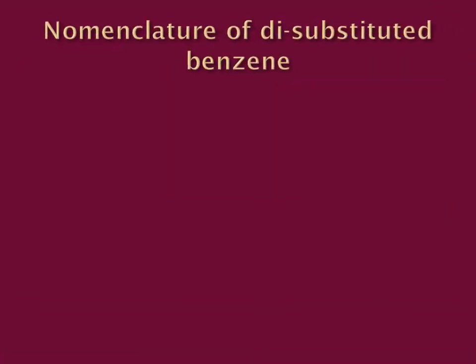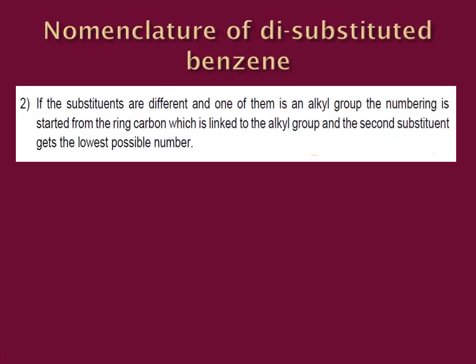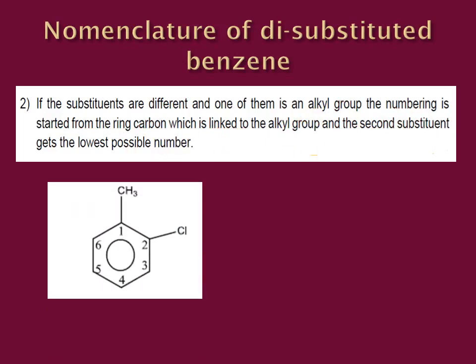Students, another rule is, if the substituents are different and one of them is an alkyl group, the numbering is started from the ring carbon which is linked to that alkyl group, and the second substituent gets the lowest possible number. Now students, look at this compound. You can see that one of the substituents is an alkyl group, a methyl group, and the second is a chloro group. So the lowest number will be assigned to the alkyl group, and the second gets the lowest possible number.